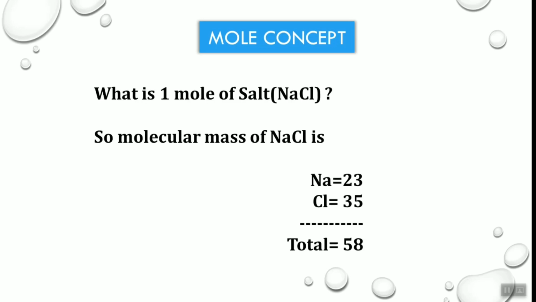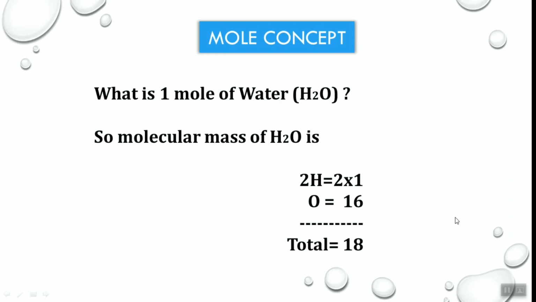So what is 1 mole of salt, that is NaCl? How can we calculate? You know that 1 mole of a salt is equal to the molecular mass of NaCl. So how can we calculate molecular mass? The molecular mass is nothing but the addition of atomic masses of all the atoms. The atomic mass of sodium is 23, atomic mass of chlorine is 35, so it will be 58. So 1 mole of NaCl is 58 gram.